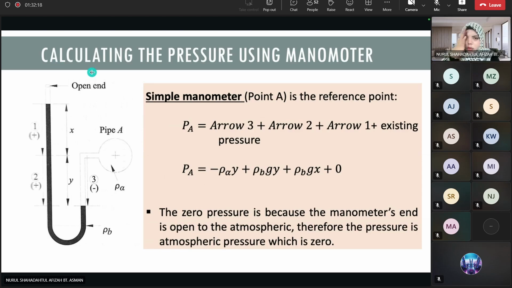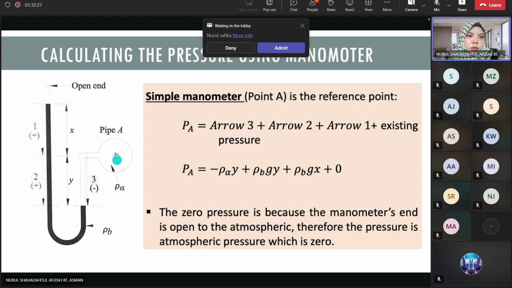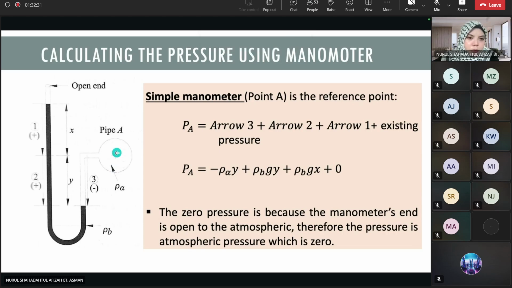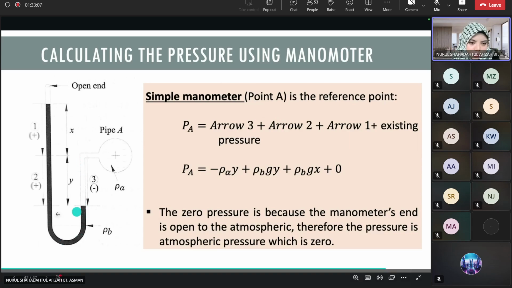So for example, in this sample manometer, point A, here, the pipe A is the reference point. To calculate the pressure at A, arrow 3, starting here, plus arrow 2, going from here to the open end, plus the existing pressure. Here there is a negative, since it goes down. The water goes down here, so it is negative. And then the pressure at B equals, so it cancels out. This one has gone down and then comes back up to balance, so it cancels.